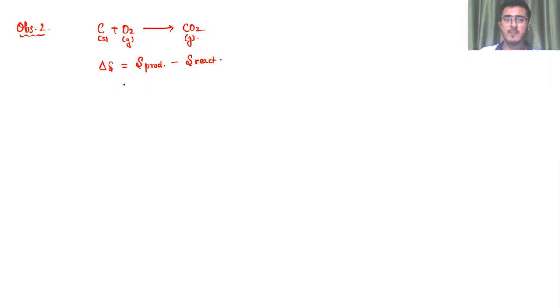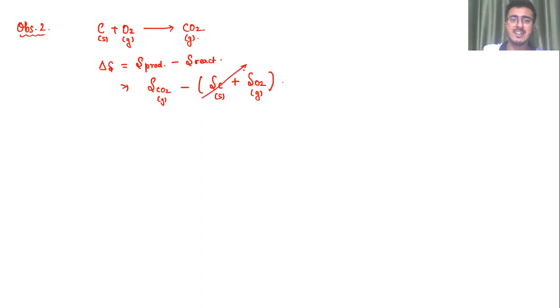So from here, we know that you have only one product, that is your carbon dioxide in the gaseous phase. So this is nothing but the entropy of your carbon dioxide. Now this is your gaseous phase. Please remember, this is your gaseous phase, so you cannot neglect this value. Okay, minus entropy of your carbon, which is in the solid state, plus the entropy of your oxygen, which is again in the gaseous phase.